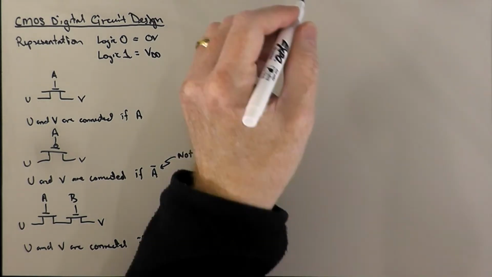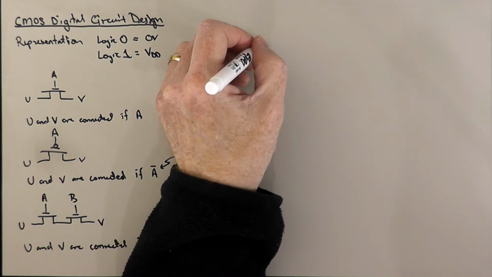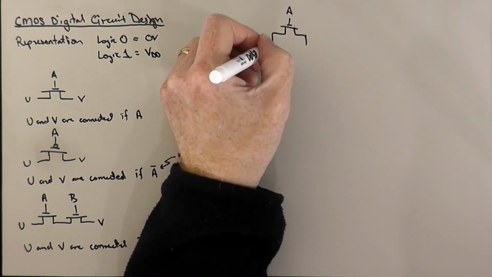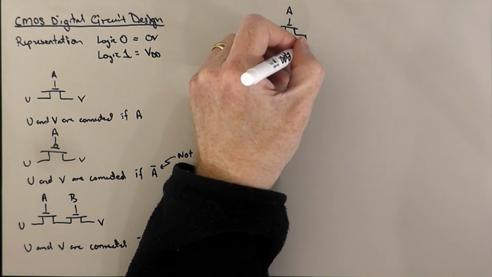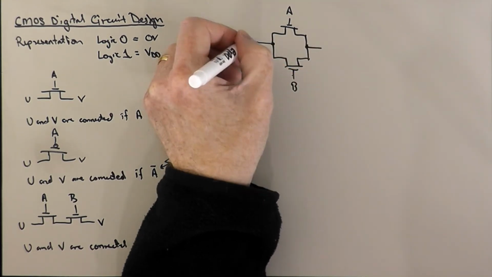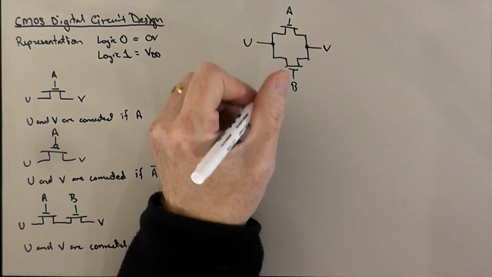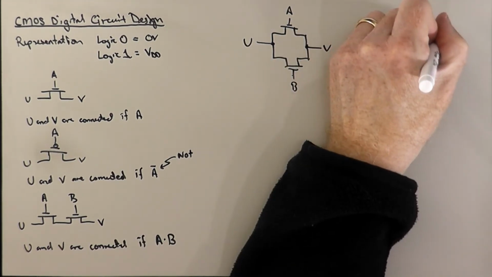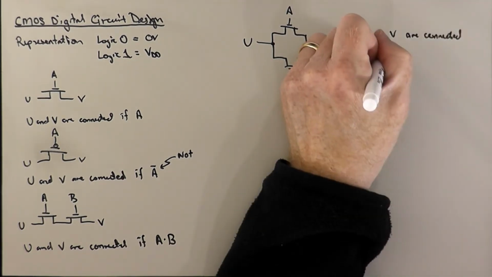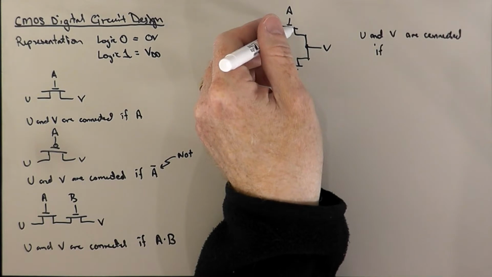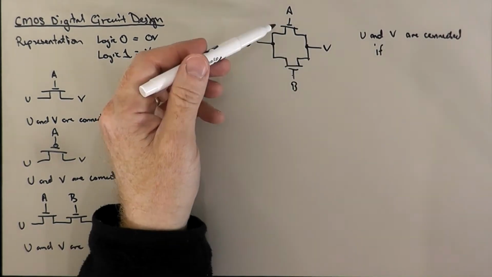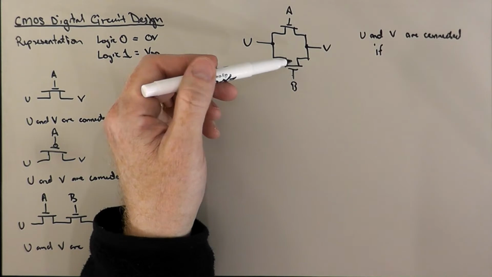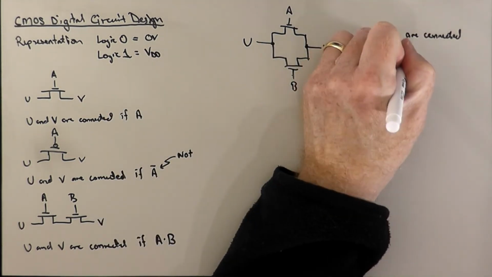Okay. Well, how about two transistors, two NMOS transistors in parallel with each other? So I've got A up here, and B down here, and I've got U and V. Well, in this case, U and V are going to be connected if A is conducting, or B is conducting, or both are conducting. Right? And that's going to correspond to the logical OR, the inclusive OR, which we denote by A plus B.